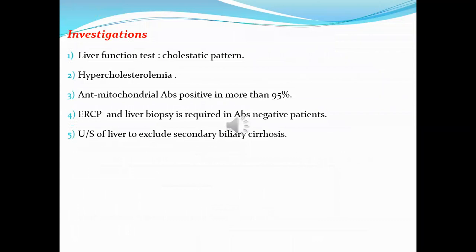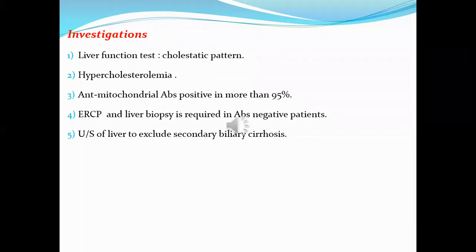What is the cholestatic pattern? It means alkaline phosphatase and GGT are higher than ALT and AST, and the bilirubin is mainly conjugated type. Other tests show hypercholesterolemia. The cholesterol increases in the serum due to poor synthesis of bile salt, leading to retention of cholesterol in the blood. Also, anti-mitochondrial antibody is positive.